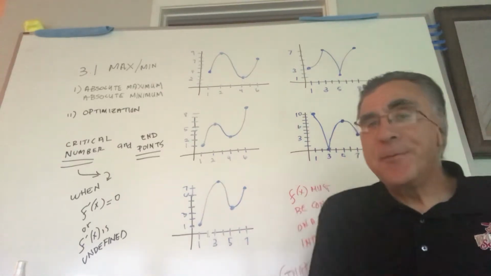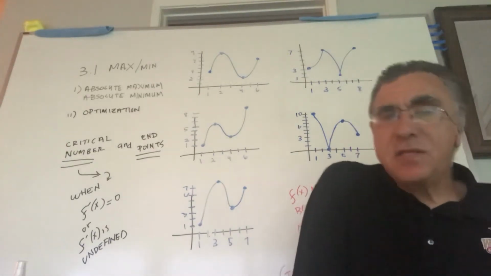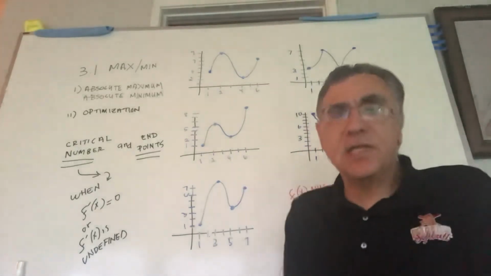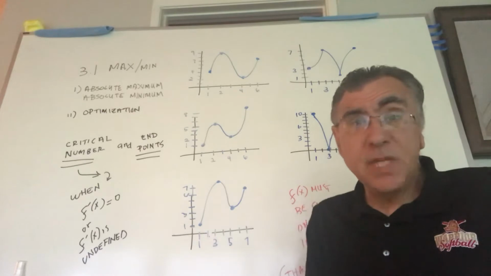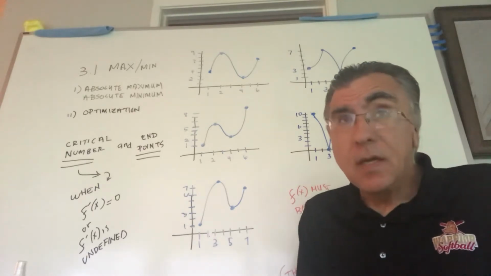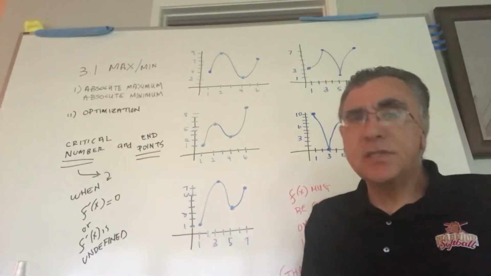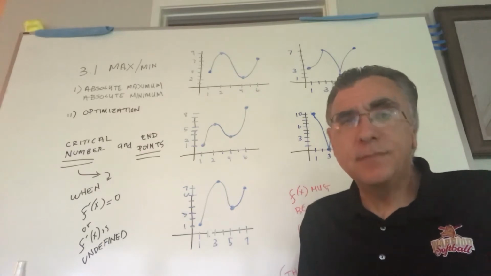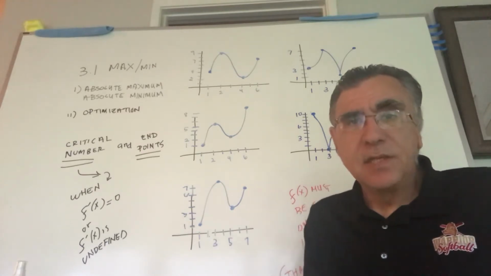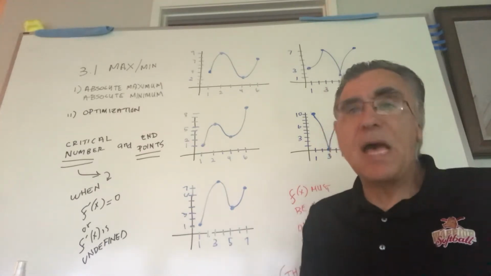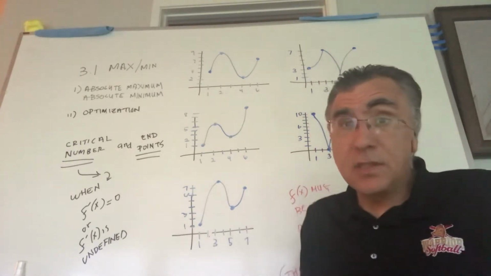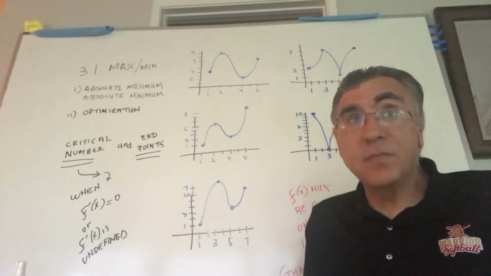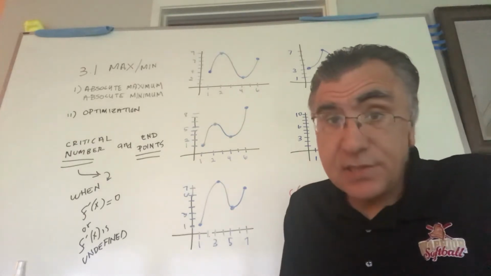Okay, we're gonna start the last section here. The last section is on what's called maximum minimum, or min-max. It breaks into two categories. One is algebra questions, basically equations, which we call absolute max and absolute min. And then there are word problems. The word problems are called optimization.